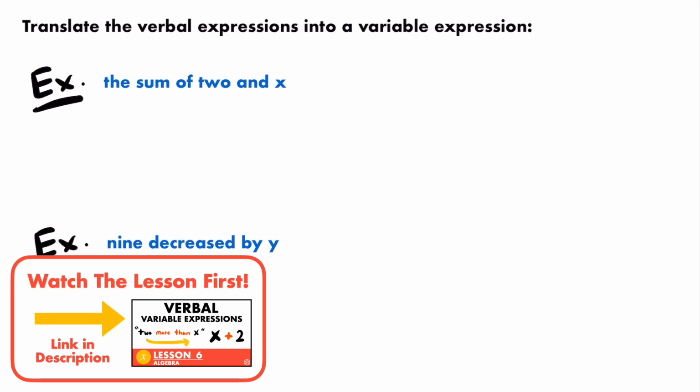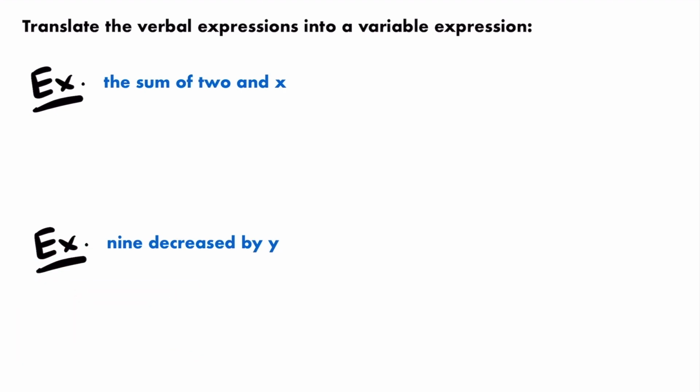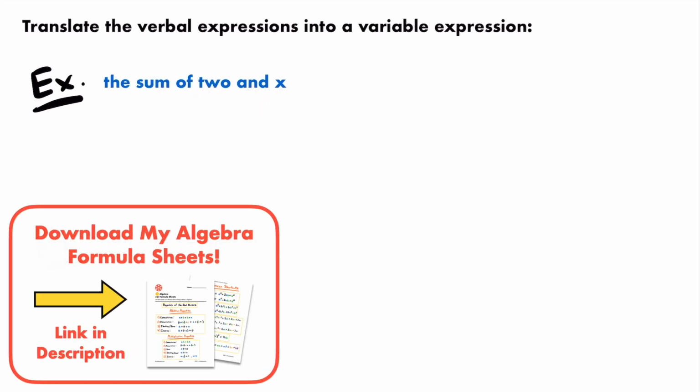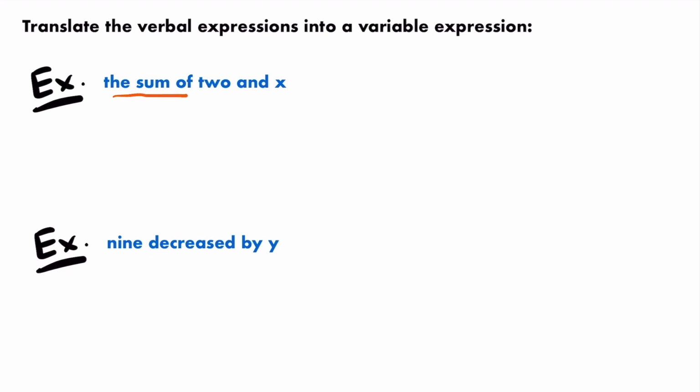The key phrase that stands out in this verbal expression is the phrase the sum of. That refers to the addition of two numbers. In this case, the sum of 2 and x. The two numbers that you are adding together are separated by the word and. So the sum of refers to the addition of two numbers, 2 and x. So we would have 2 plus x.